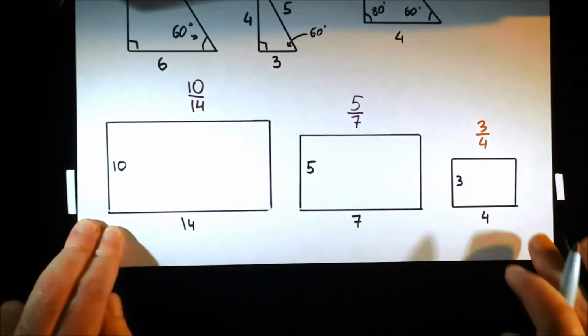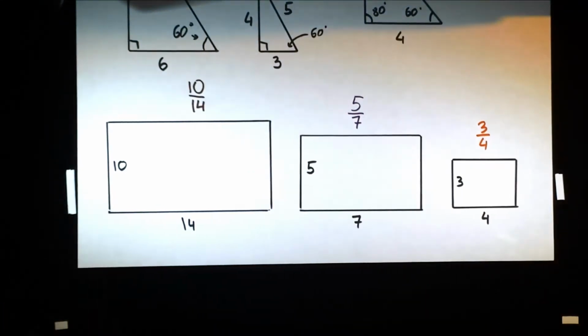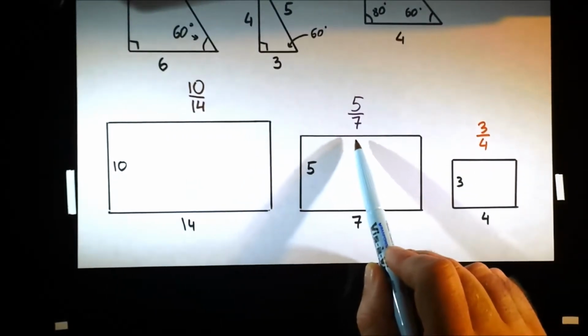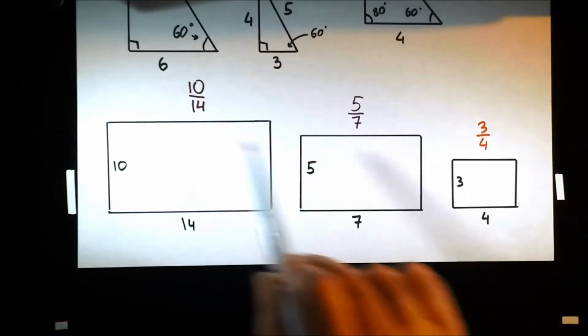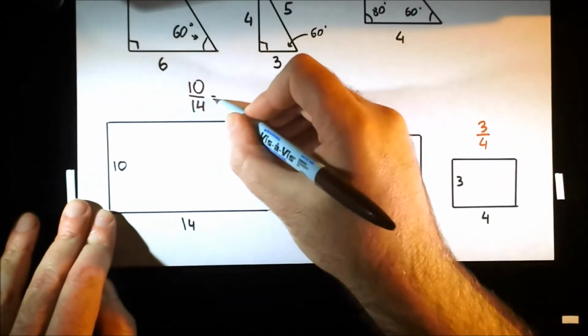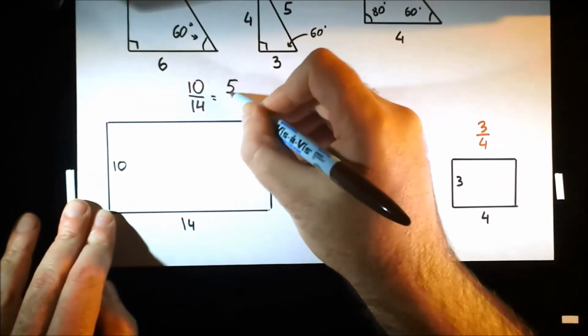Now, next I have to put them all in simplest form. Simplest form or not? It is. Simplest form or not? It is. Simplest form or not? Not. What can I cancel from both top and bottom? A 2. 10 is 5 times 2. 14 is 7 times 2. So if I cancel a 2 from both, I'll get 5 over 7.